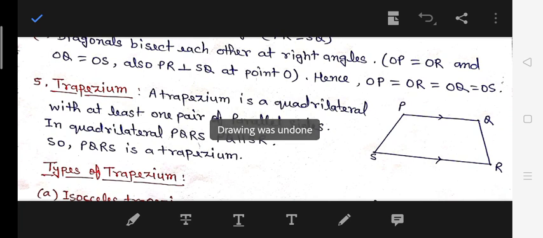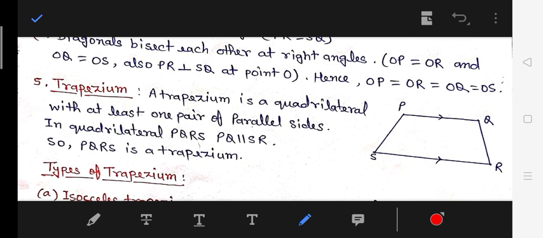Now the trapezium. A trapezium is a quadrilateral with at least one pair of opposite sides parallel. So a trapezium is a quadrilateral with at least one pair of parallel sides. Here I have drawn a quadrilateral PQRS. What is the meaning of this arrow symbol? If I have drawn two arrow symbols, it means PQ and SR are parallel. The arrow symbol on both sides indicates that these two sides are parallel. So here PQ and SR are parallel.